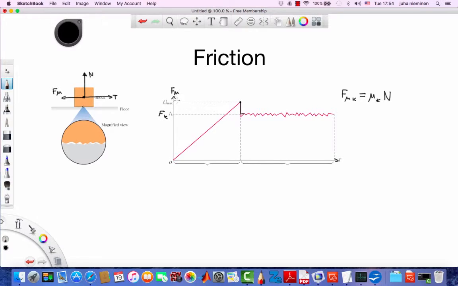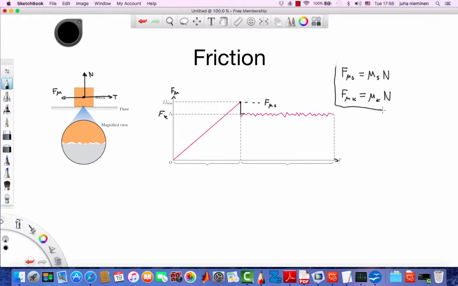And what about the other case when the box is not yet moving? As we can see, the friction force increases to this crucial point, and we call the value of the friction force at that point F mu s, for static. And in that case, the friction force is F mu s, and it has a different coefficient, the static friction coefficient, multiplied by, again, the normal force.